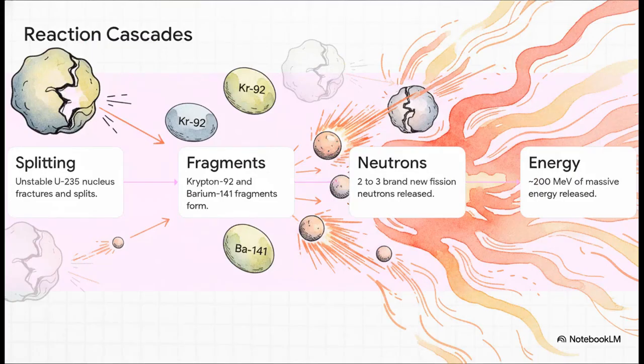Here's what actually happens during that cascade. That unstable nucleus literally fractures. It splits right apart, primarily forming fragments of krypton-92 and barium-141. But here is the real magic. That split also spits out 2 to 3 brand new fission neutrons, alongside that massive 200 mega-electron volt burst of heat. Those new neutrons then fly off, hit other atoms, and boom, the chain reaction cascades.